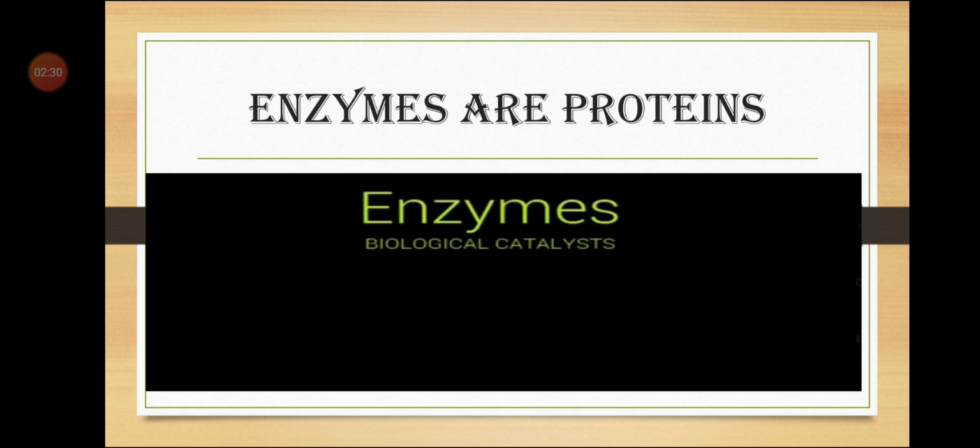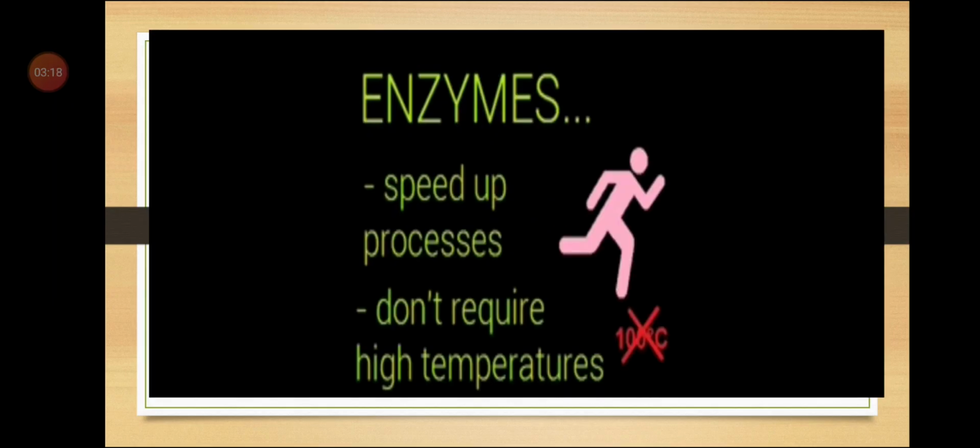Enzymes are proteins. Enzymes do the work of biological catalysts. As in chemistry, you have all studied about the catalyst. A catalyst speeds up chemical reactions. Similarly, enzymes are biological catalysts. That means they speed up the biological, metabolic reactions that take place in our body. So they are called biological catalysts.